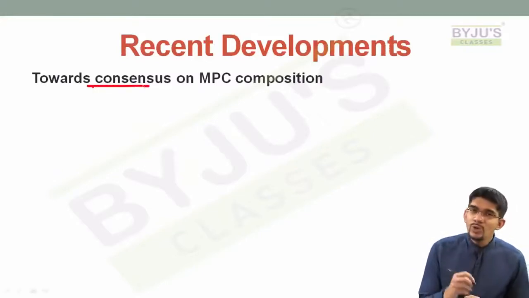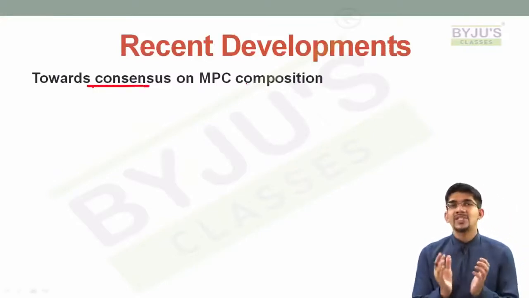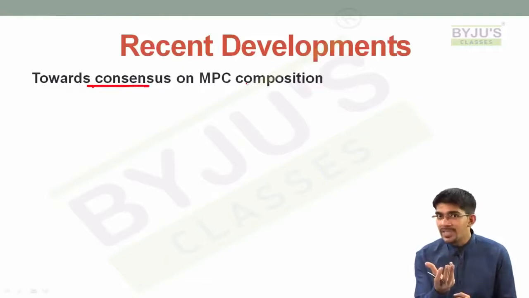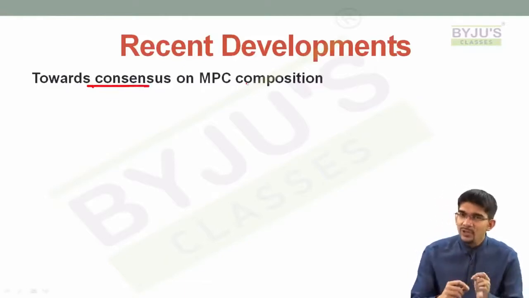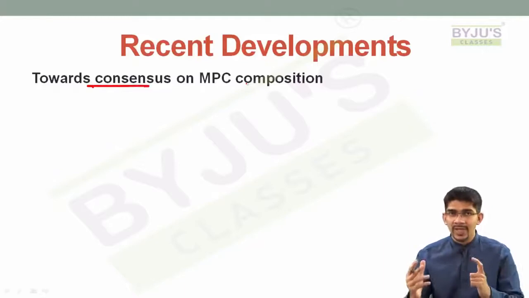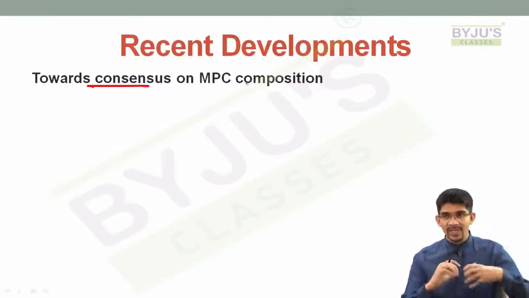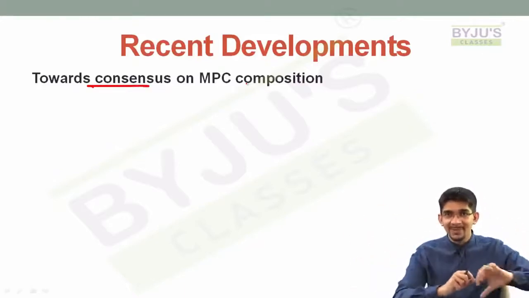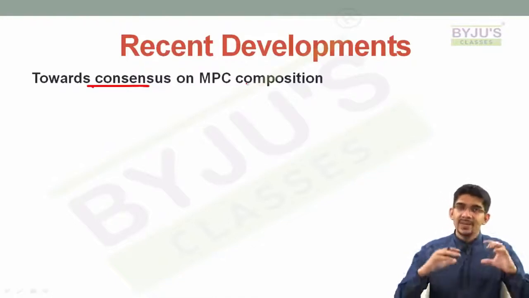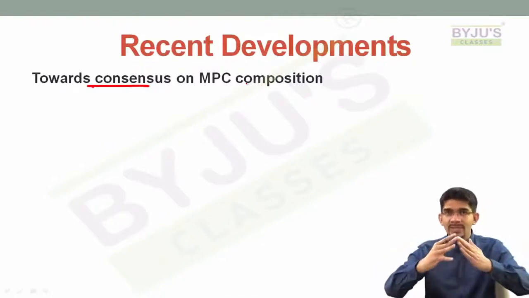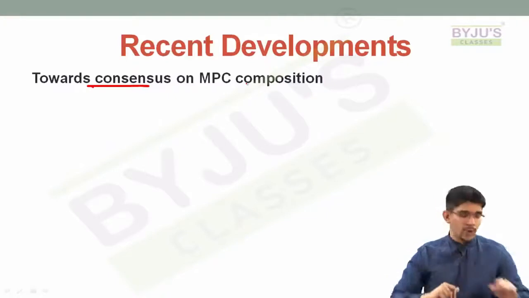We are moving towards a consensus on the MPC's composition. What should be the composition of the MPC? What has been the debate, right? We are moving towards a consensus between government and RBI. RBI has been saying we want independence. Government has been saying we want some power. We also want to be part of monetary policy. But now they are moving slowly towards a central point where they can meet and agree.